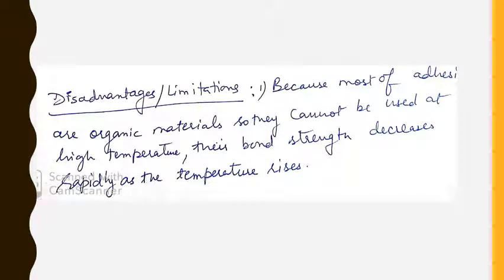Now there are limitations of the adhesives because no method or material is 100% perfect. So there are limitations or disadvantages of the adhesive because most of the adhesives are organic materials, so they cannot be used at a very high temperature. Their bond strength decreases as the temperature increases. So one of the limitations of using the adhesive is that we cannot use it at a high temperature.